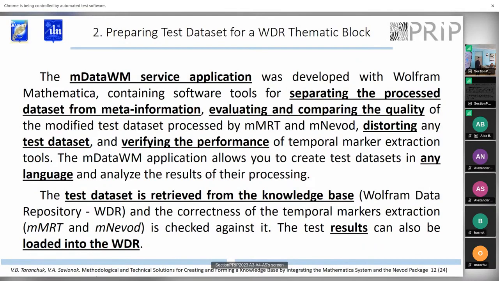Yes, the service application was created, which allows us to separate the process, like to process the initial data set, separate the dynamic information from the input, and after running the temporal marker extraction tools, it helped us to evaluate and compare the quality of these two libraries. Also, this service application carried out the distortion of the initial dataset, so basically it did everything we need.